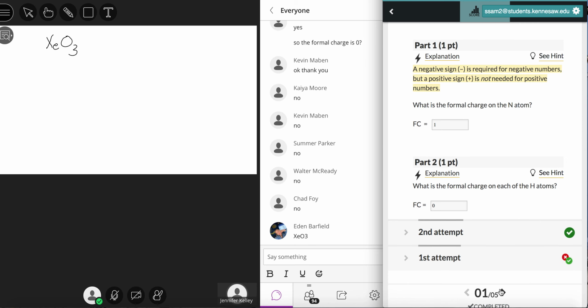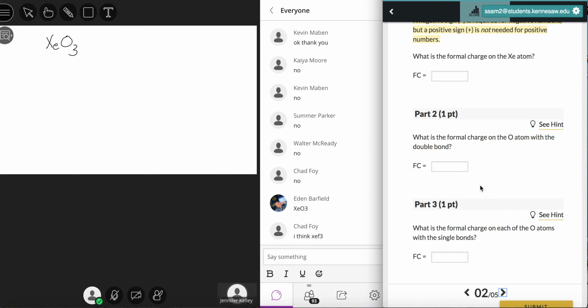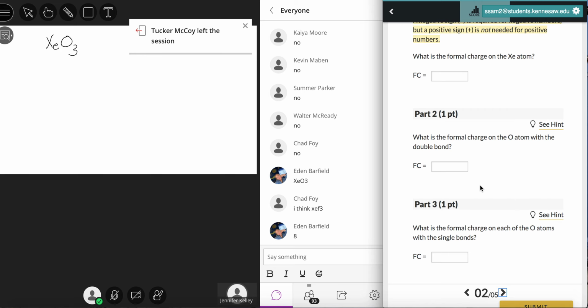All right, so with XeO3, we are going to do the same thing. We're going to start by counting the valence electrons. And this one's going to seem a little weird because xenon is a noble gas and it normally doesn't bond with anything else. But occasionally they can be forced to bond with other things. So xenon, how many valence electrons does xenon have? 8, because it's a noble gas.